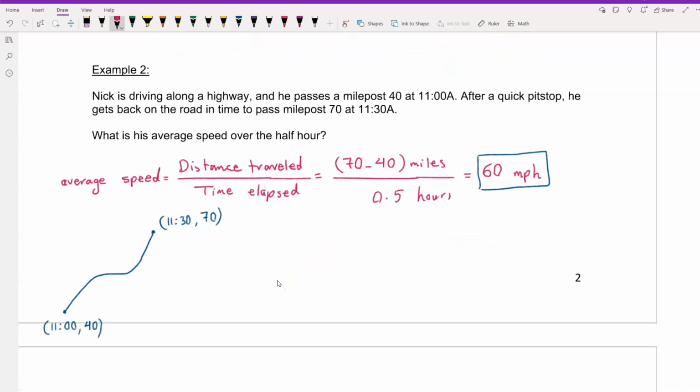Here we have a possible graph of position versus time. This part is the flat part, which is when he stopped, since he was not covering any distance. So the average speed that we calculated is the slope of this line, which cuts through the graph.